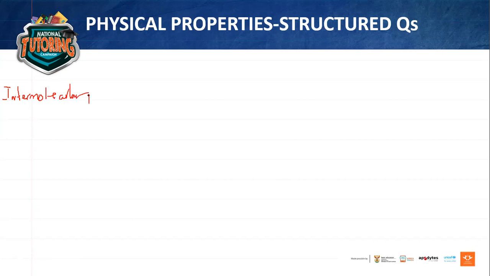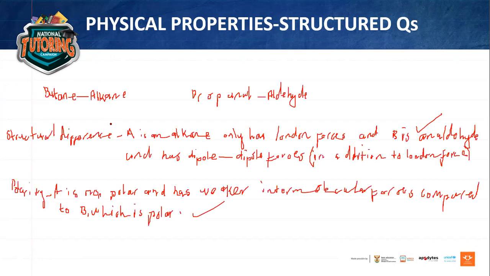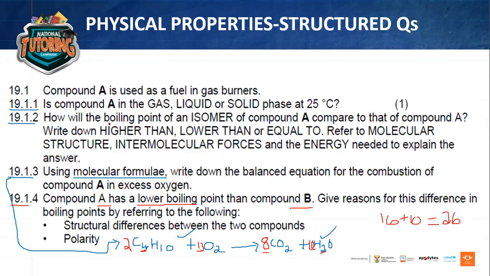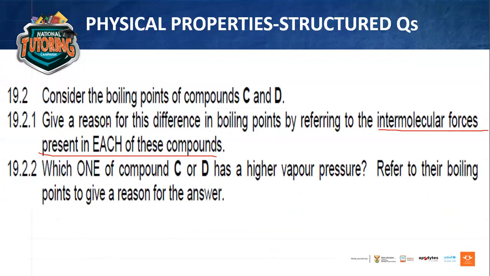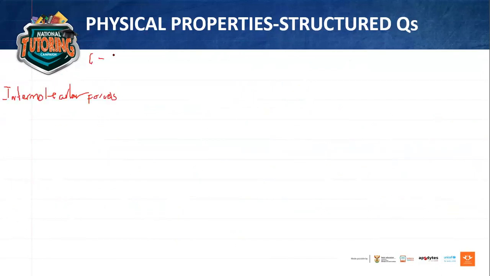Intermolecular forces. So we know that C was propan-1-ol. And then we know that D was ethanoic acid.